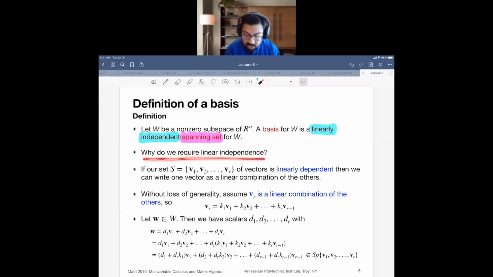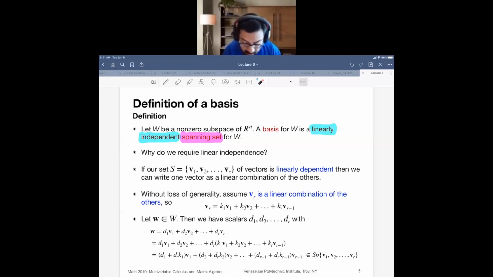Now the question is, why do we require linear independence? It is easy to see that we need a spanning set because we need to reach any point in the subspace. But why do we need them to be linearly independent? In order to look at this, we'll assume that it's not completely independent. So there is some vector in there which is linearly dependent on the other vectors. And we will see if that still gives me a basis or not, right?